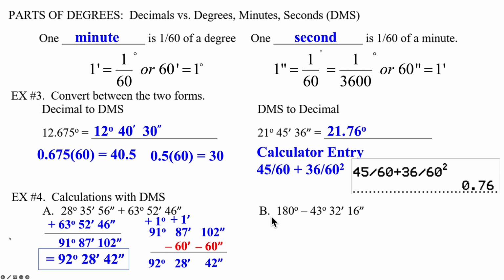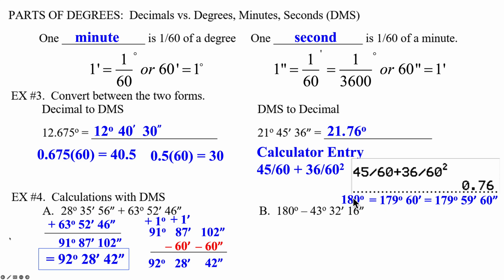All right, part B, 180 degrees minus 43 degrees, 32 minutes, 16 seconds. Well, we have no minutes or seconds in the 180, so we've got to break that down. Take away a degree, make it 179 degrees, and turn your 1 degree into 1 minute. Take 1 minute away from 60 and turn it into 60 seconds. So we're going to change 180 degrees to 179 degrees, 59 minutes, 60 seconds.